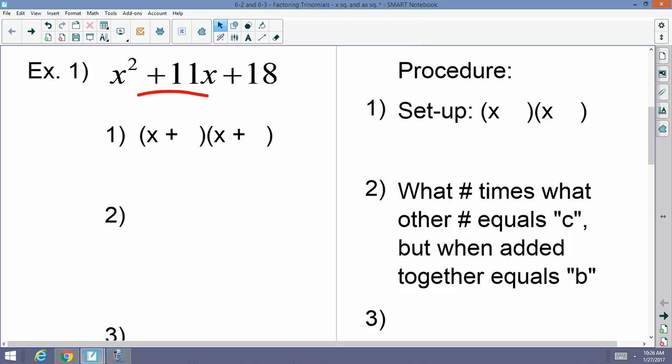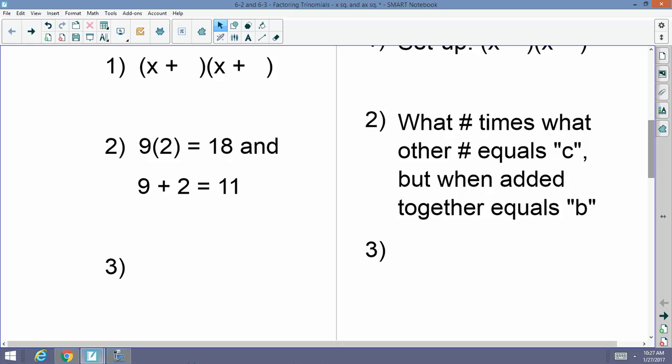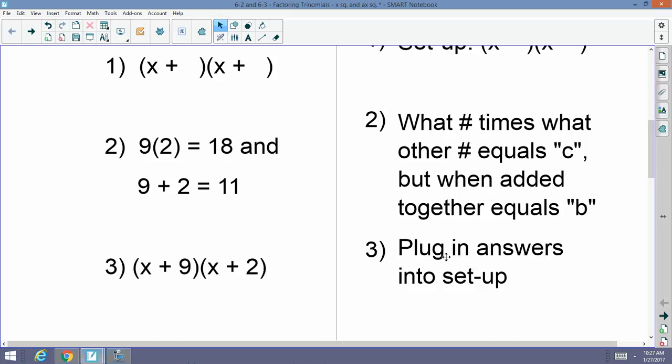So, bam. 9 times 2 is 18. 9 plus 2 is 11. So I am now literally going to plug it in to my setup. That's it. Plug your answers into the setup. You're done. It does not matter which order because they're both plus. If you had a negative, the negative would have to go to the negative one and the positive would go to the positive one. But no, you don't have to have 9 first or 2 first. It doesn't matter. Thank you.